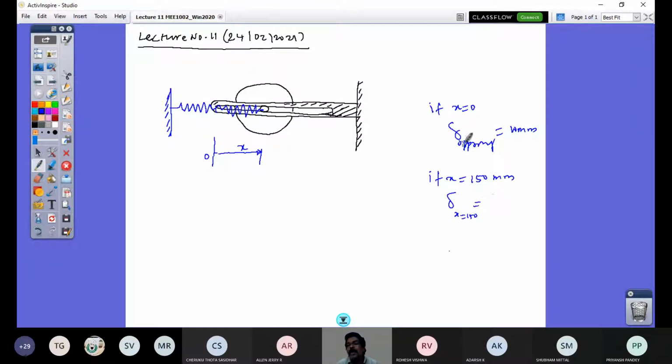It's simple, because when x is equal to 0, the spring deformation is 10 mm. When x is equal to 150, the spring deformation would be 150 plus 10, so 160 mm. So now you know the spring is elongated. When x is equal to 0, it's not free length, it is already elongated by 10 mm. That's what you should say.